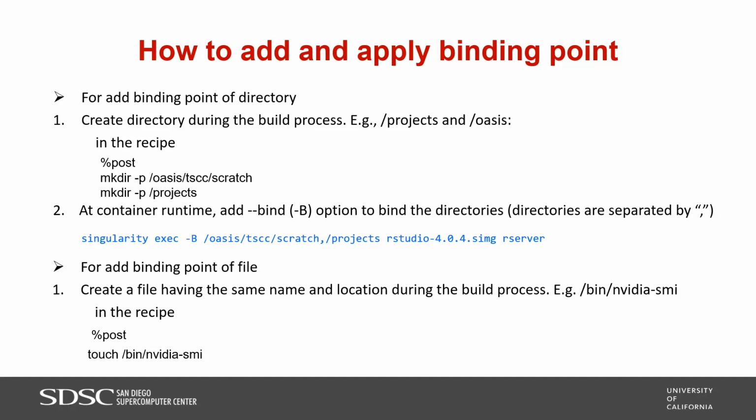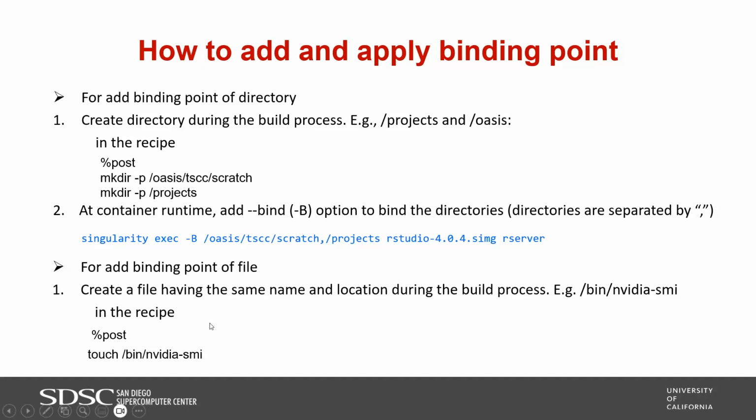And then later at container runtime, I need to add a bind option to bind those directories, as I'm showing in this example: singularity exec, then -B and oasis, a comma, and projects. So at container runtime, Singularity knows that we need to apply these two binding points, and these two locations will also be available inside the container file system at runtime.